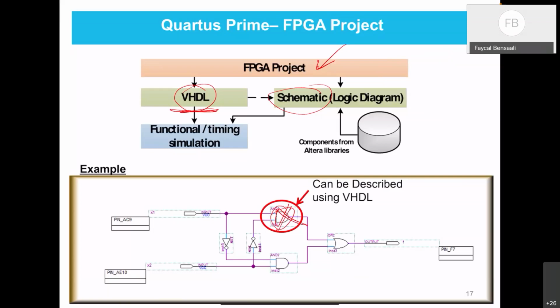and then from your VHDL file, you can create a symbol for your component, and then you can add it to your schematic. And this is how you combine both. So you have a schematic, you create components using VHDL, you create symbols from the VHDL code, and then you can add them to your schematic and you can test it.